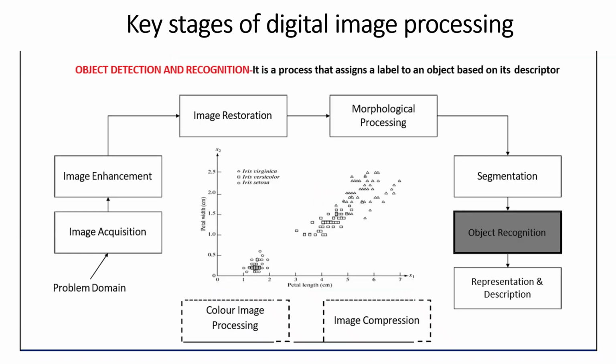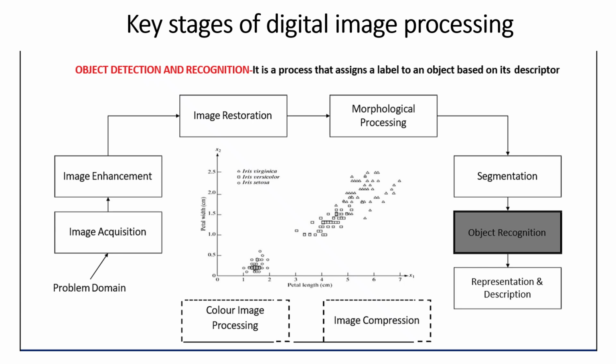Next comes object recognition. Detection and recognition, we can say combinedly. It is a process that assigns a label to an object based on its descriptor. So here it is iris recognition. Iris, you can see here.